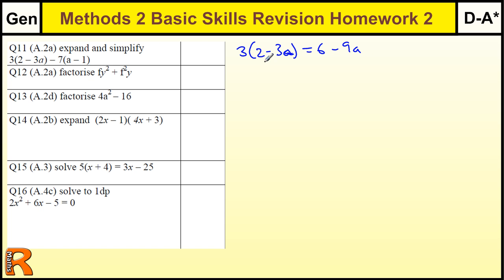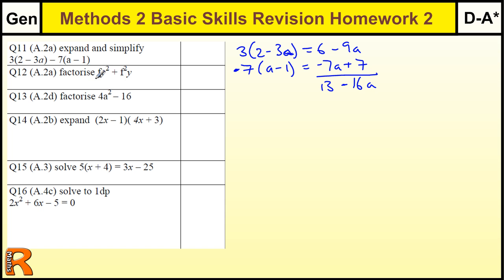And then we're going to take away 7 lots of a minus 1. Now I've got to be careful here. I'm going to put the takeaway there and treat it like a minus sign. So minus 7 times a is minus 7a, and minus 7 times minus 1 is plus 7. So then we've got to combine these two. We've got 6 plus 7 is 13, and minus 9a minus 7a is going to be minus 16a.